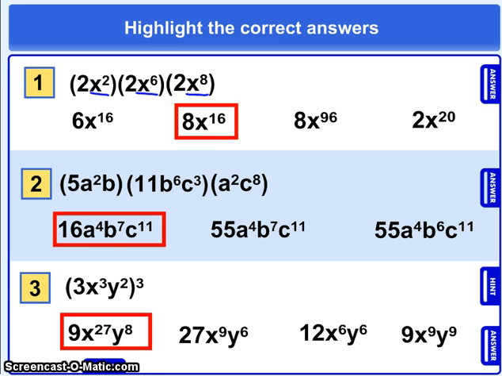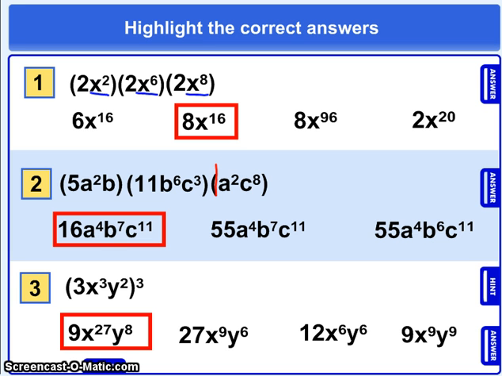Take a moment now, try number 2. Remember, in that third term, because there is no coefficient, a 1 is really implied in front of that a squared. So multiplying our coefficients, we have a 5 times 11 times 1. That's going to give us 55. So we know the first of the choices will not work for us.